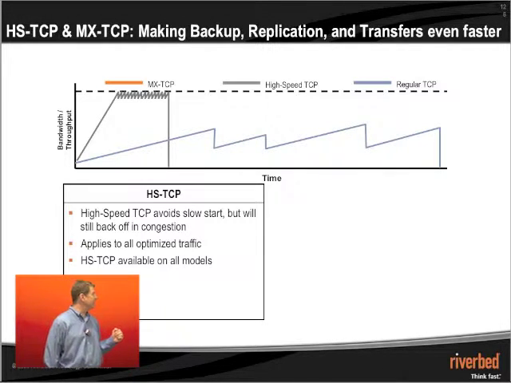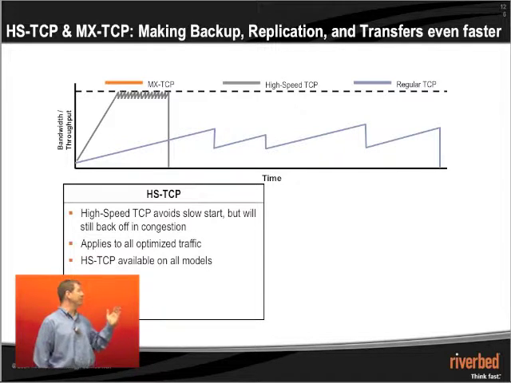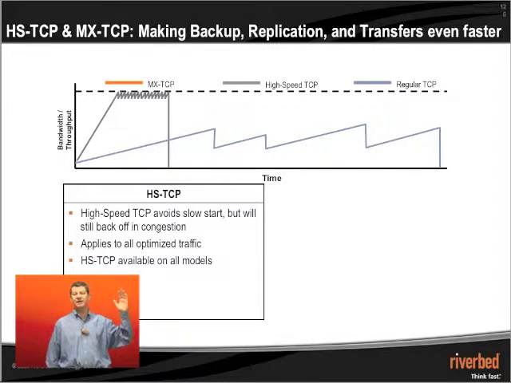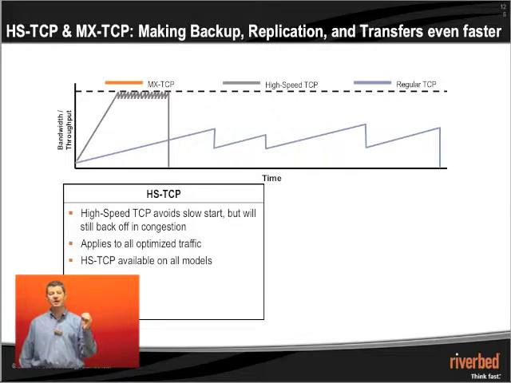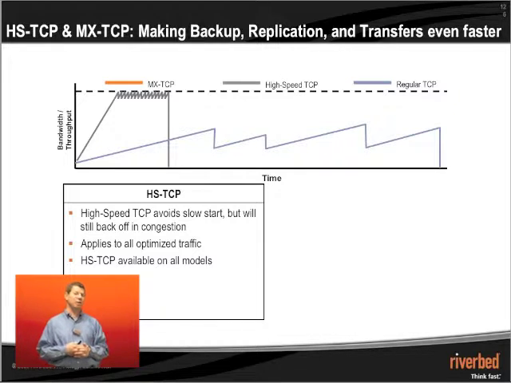High-speed TCP helps us to avoid some of the problems with standard TCP by replacing slow start with fast start, meaning we ramp up much more quickly to the bandwidth. Also, if we detect a collision, then we back off only 15%. Notice then that the same amount of data can get transmitted across the network much faster than you would see with standard TCP.